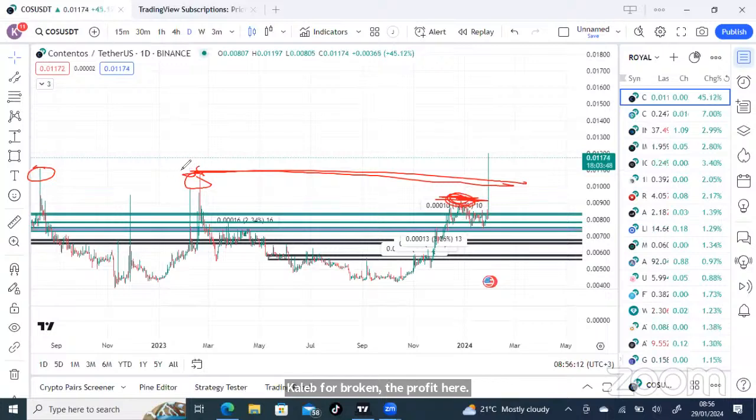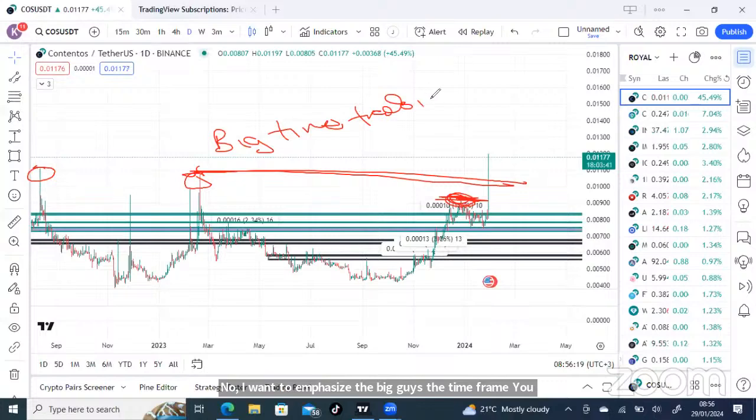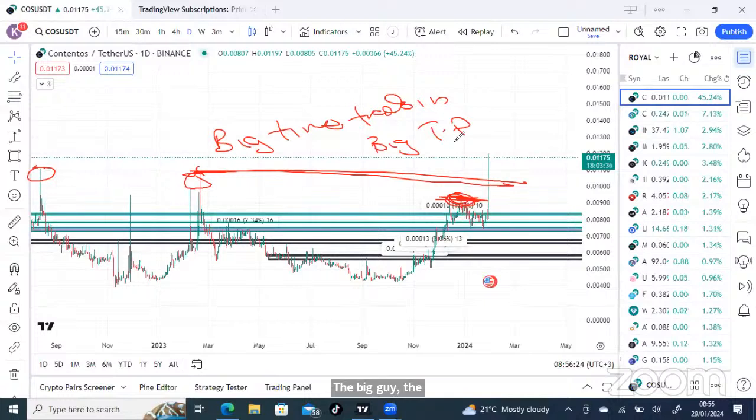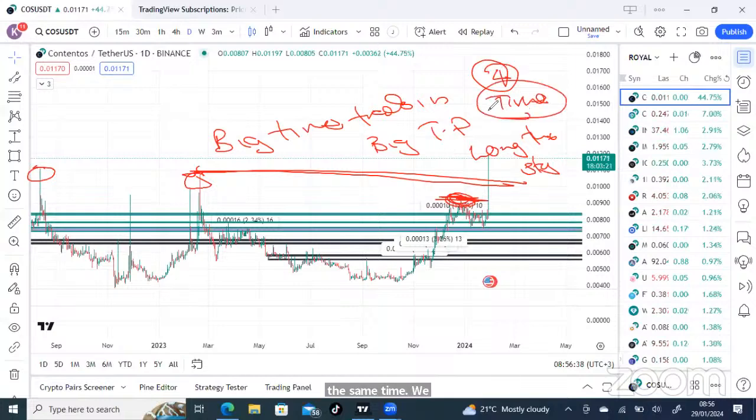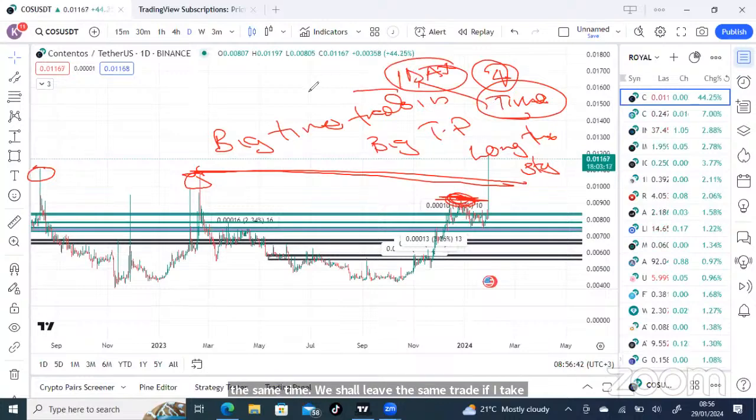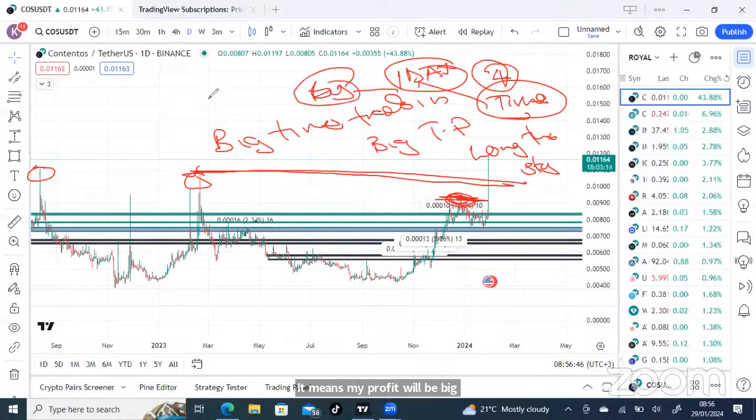Now, I want to emphasize, the bigger the time frame you trade in, the bigger the profit, the bigger the take profit. If I take a profit in the 4-hour time frame, it will not be the same as if I take my profit in the 1-day time frame. It means my profit will be bigger and my waiting time will be more.